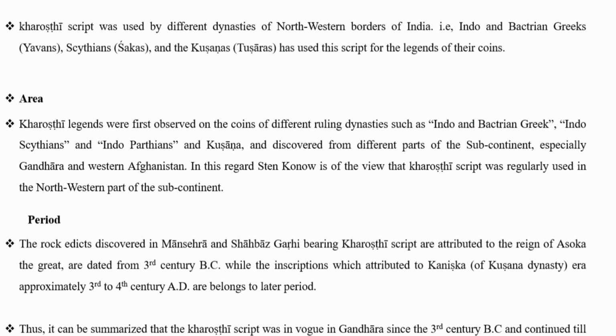Period of the Kharosthi script. The rock edicts discovered in Mansehra and Shahbaz Gadi bearing the Kharosthi script are attributed to the reign of Ashoka the Great and are dated to the 3rd century BC, while the inscriptions attributed to Kanishka of the Kushana dynasty, approximately 3rd to 4th century AD, belong to a later period. Thus, it can be summarized that the Kharosthi script was in vigor in Gandhara since the 3rd century BC and continued till the 4th century AD.